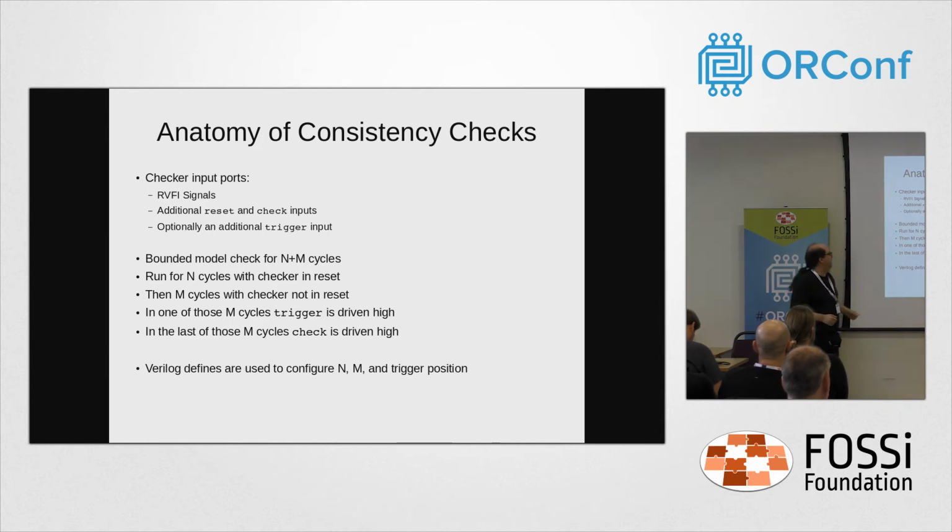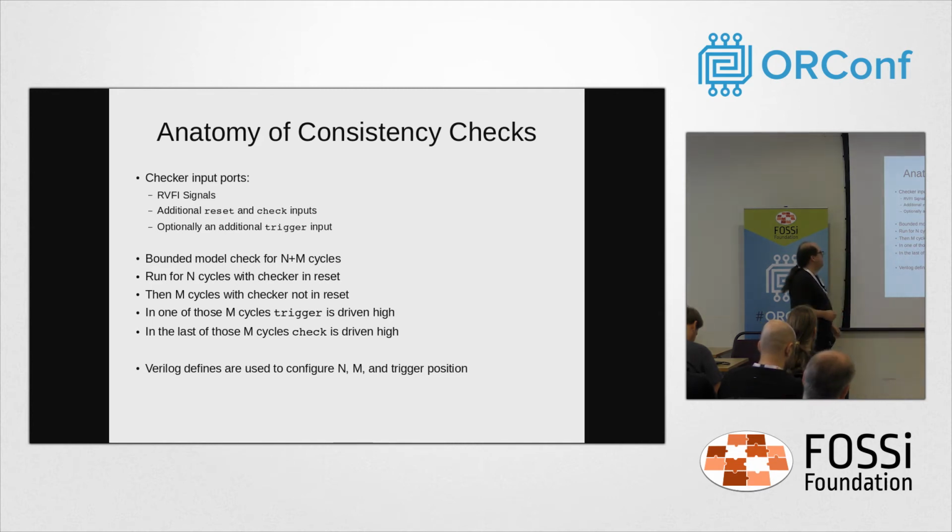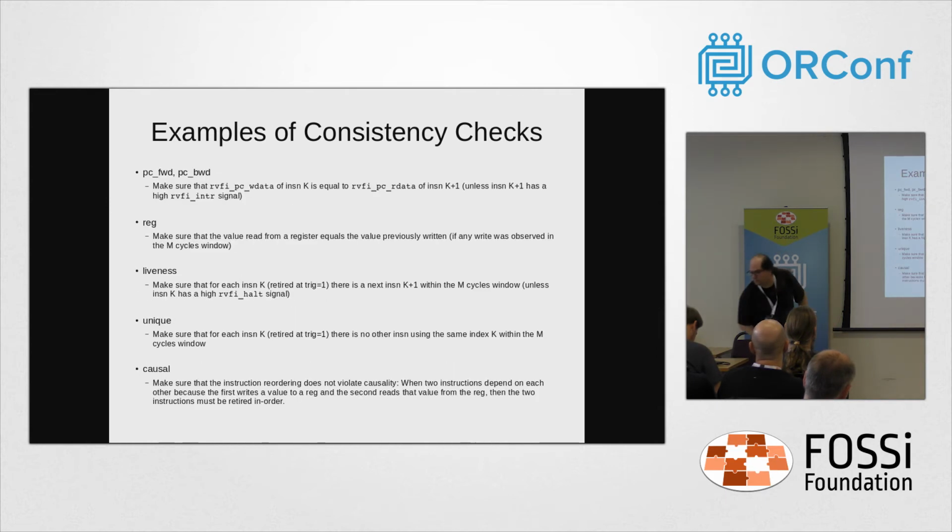So with both kinds of checkers, the instruction checkers and the consistency checkers, if they fail, we get a counterexample where in the very last cycle that we have configured here, something happens that violates my description of the expected behavior. Some of those consistency checkers have an additional trigger input that must be asserted somewhere within this m cycle period. Liveness is one of them. We will, oh, it's on the next slide.